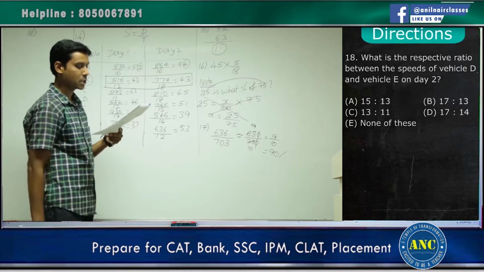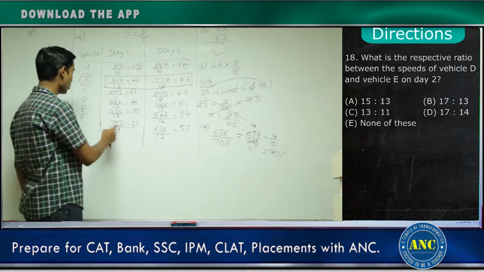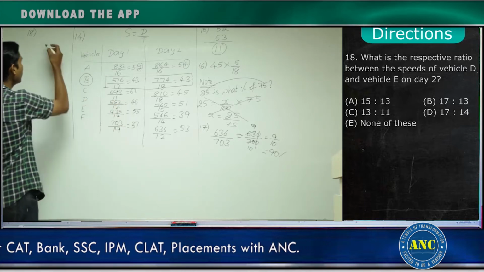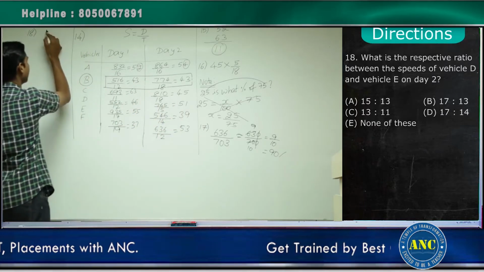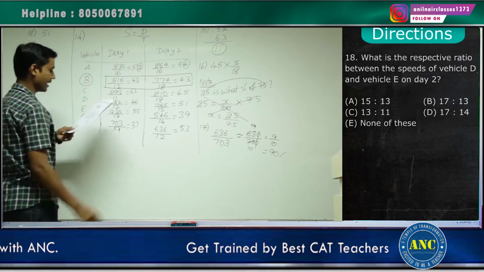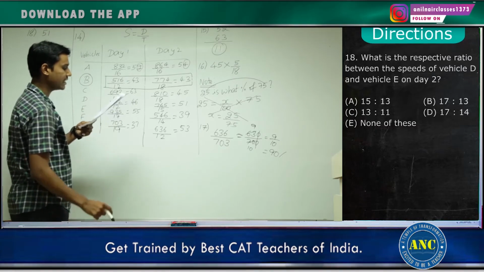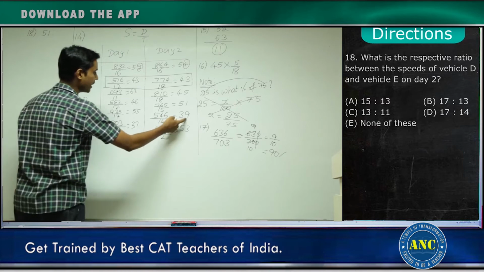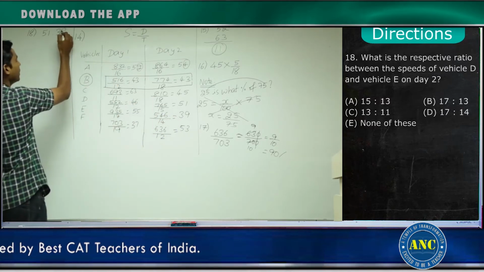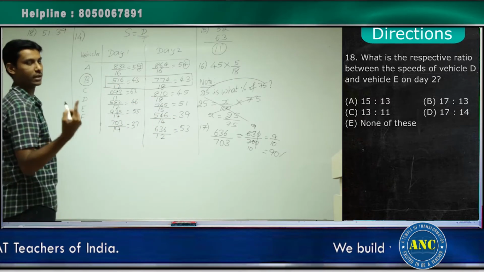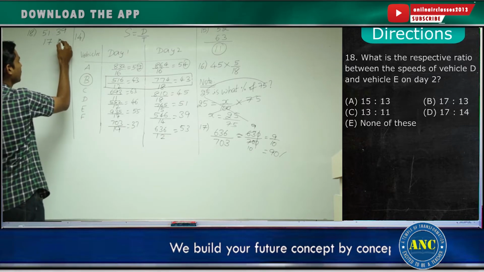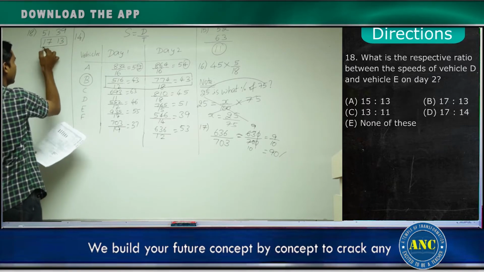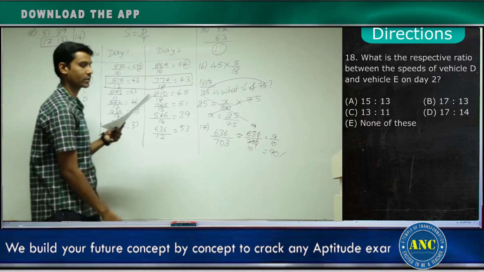What they are asking: speed of vehicle D on day 2. What is the speed of vehicle D on day 2? It is day 2, right? It is 51. Ratio they are asking. Speed of vehicle E on day 2 is 39. 51 to 39. It is 3 into 17, and 3 into 13. Answer is 17 to 13. Answer for this question is 17 to 13.